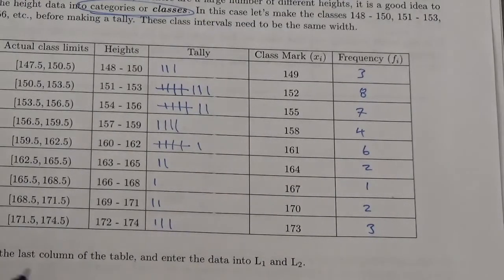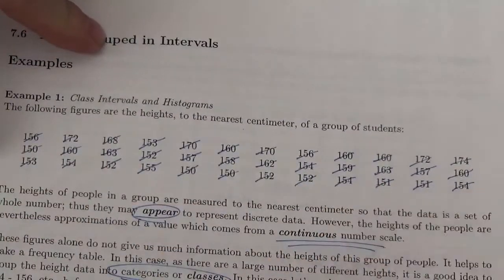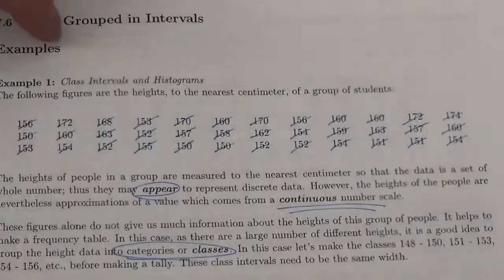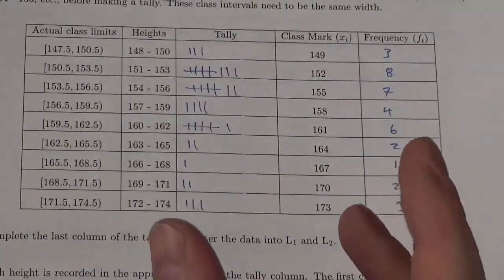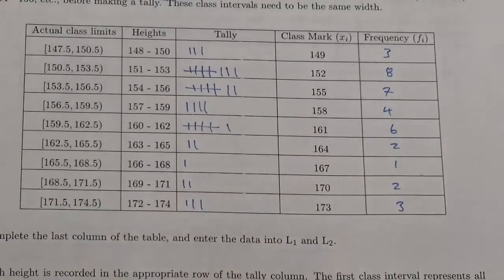If you just want to look at the raw data and look at everybody's heights, well, that's great. But that doesn't really give us a lot of information that's easy to interpret. So what we're trying to do here is take the data and make it easy to interpret so we can maybe notice trends in the data.